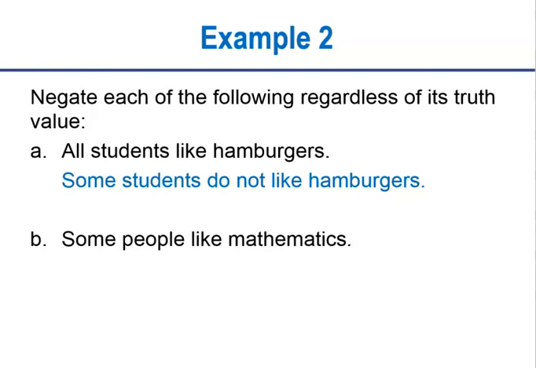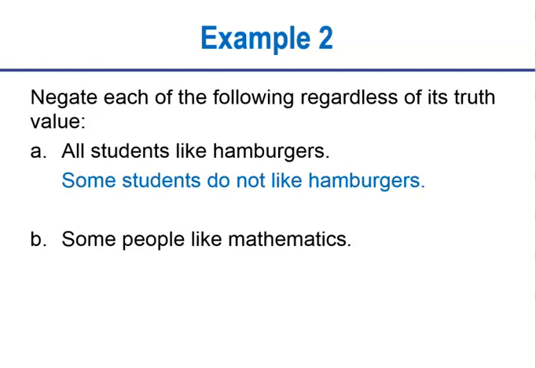I'll make sure you're okay with this. Some people like mathematics. Okay, and you know that's true. I do, right? Some people like mathematics. The opposite of that, or the negation, is not some people do not like mathematics. That doesn't pick up the opposite truth value. But the negation of that is, now let's think about it, it's got to be a universal quantifier. So all or none.